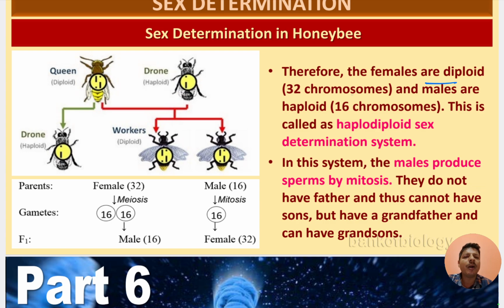Therefore, the females are diploid having 32 chromosomes and males are haploid having 16 chromosomes. This is called haplodiploid sex determination system. In this system, the male produces sperm by mitosis. They do not have a father, thus they cannot have a son, but they have a grandfather and can have grandsons.